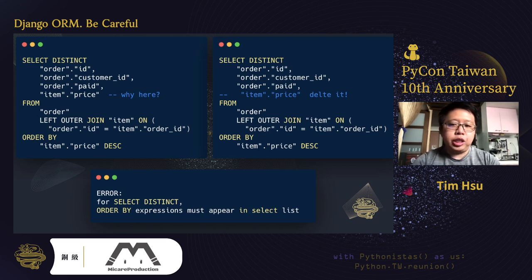we stop using Django ORM, use a raw query, and remove the extra price column from the selection list. If you do this, your database will raise an error. The database says order by expression must appear in the selection list. So, if Django doesn't add the price column for you, the SQL is not valid for most databases, and no database can execute the query. Wow, why?